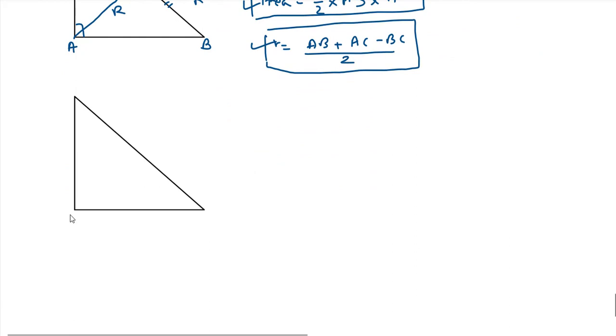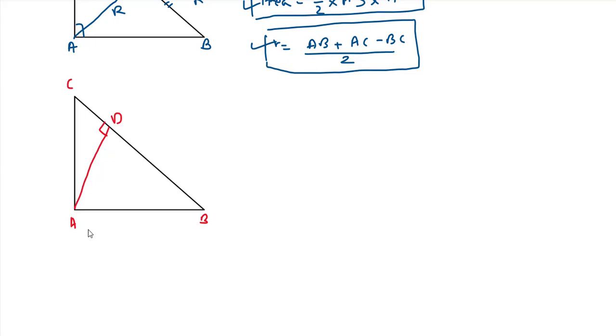So let us first of all name this figure. This will be A, B and C. Now if you draw a line from vertex A to the hypotenuse BC such that it is perpendicular to it, it will somewhat look like this. So this will be perpendicular to BC. Let's name this point as D.